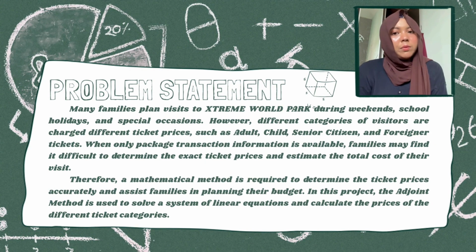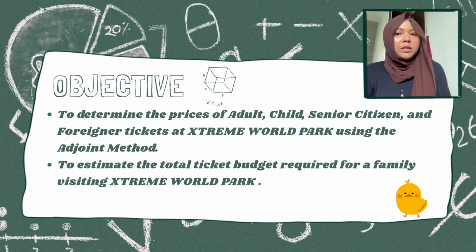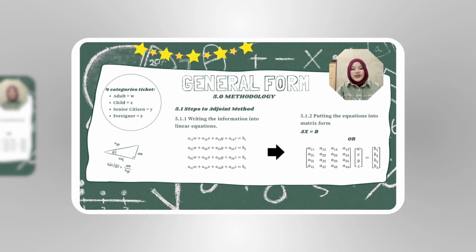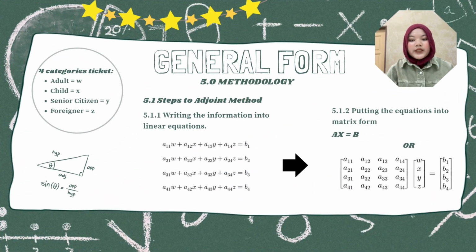In this project, the algebra method is used to solve a system of linear equations and calculate the prices of the different ticket categories. For the objective, it is to determine the prices of adult, child, senior citizen, and foreigner tickets at Extreme World Park using the algebra method. And secondly, it is to estimate the total ticket budget required for a family visiting Extreme World Park. First, we define the variables based on the ticket categories, where W represents adult tickets, X represents child tickets, Y represents senior citizen tickets, and Z represents foreigner tickets.